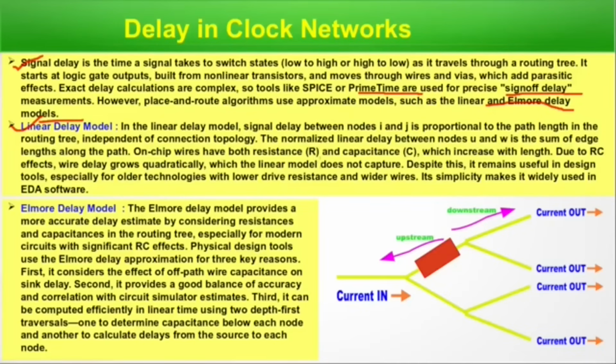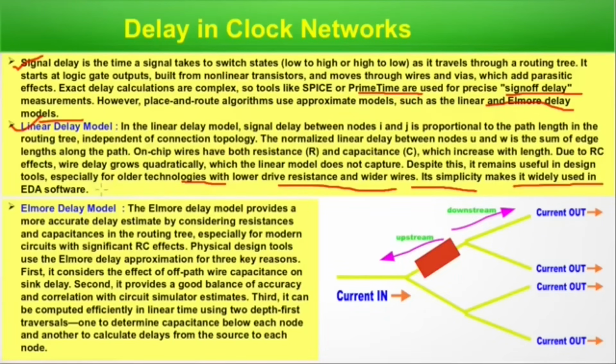On-chip wires have both resistance and capacitance, which increase with length due to RC effects, where delay grows quadratically, which the linear model does not capture. Despite this, it remains useful in design tools, especially for older technologies with lower drive resistance and wider wires. Its simplicity makes it widely used in EDA software.